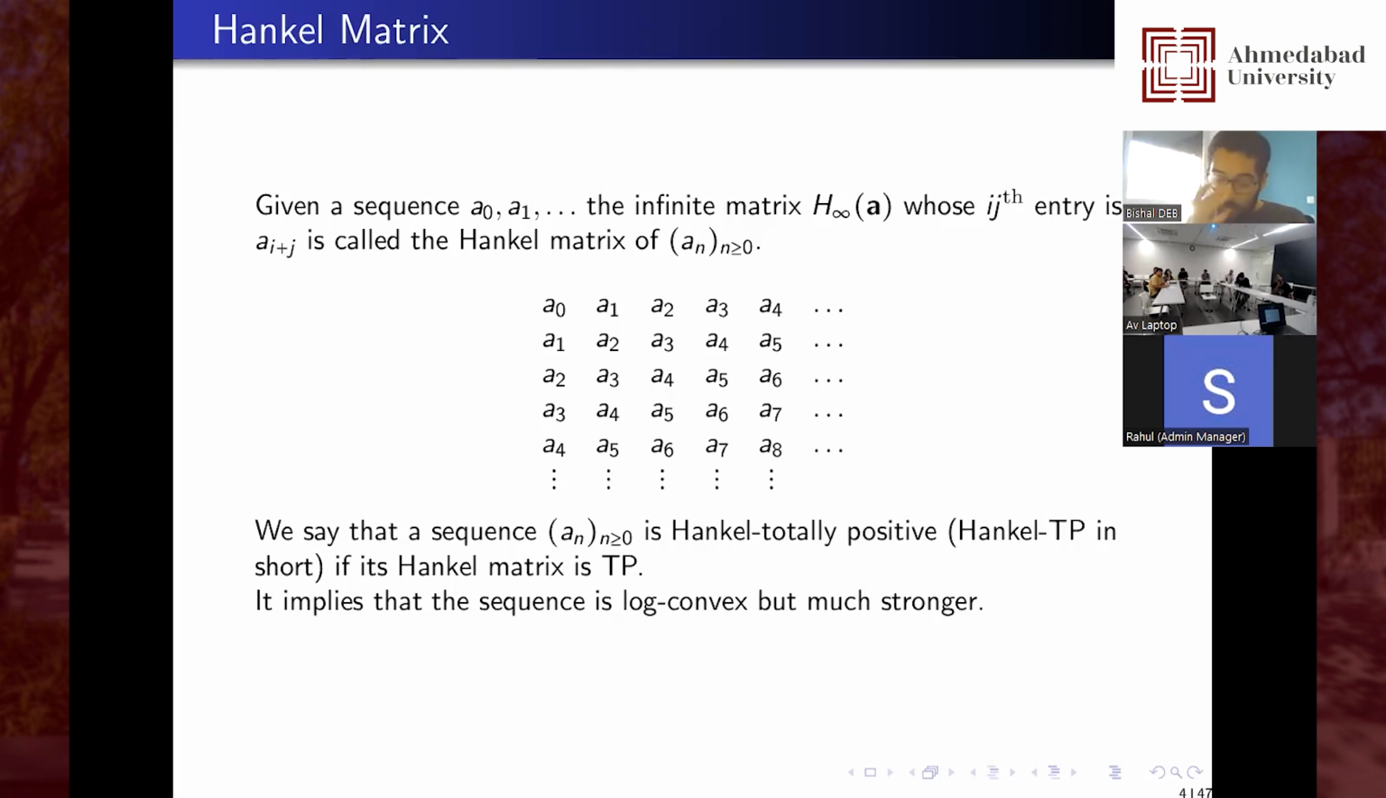Maybe I should also mention this. Of course, total positivity implies that all the entries of the matrix are non-negative, simply because the entries themselves are the one-by-one minors. So a0, a1, a2, a3 are all non-negative because they are just the 1 cross 1 submatrices. So they have to be non-negative.